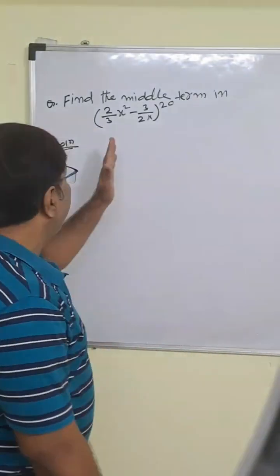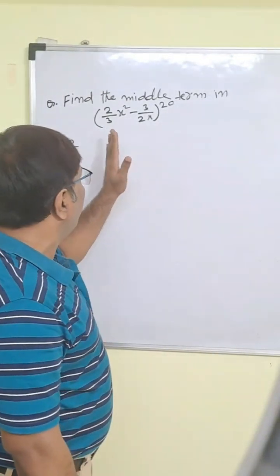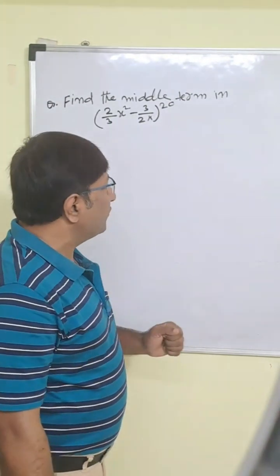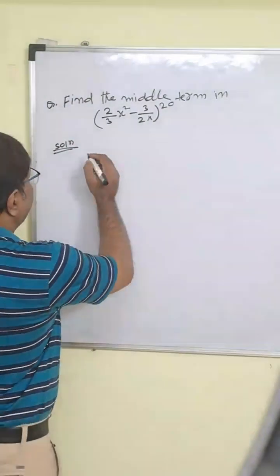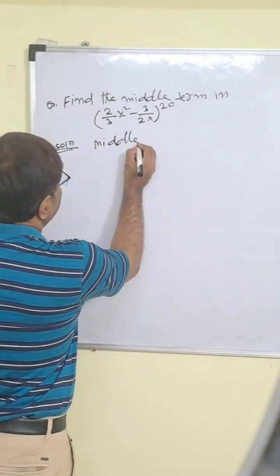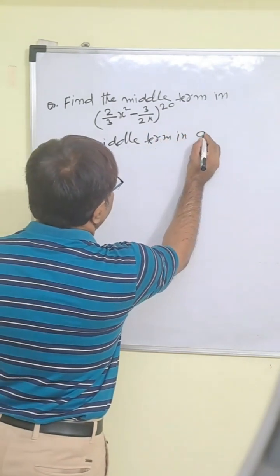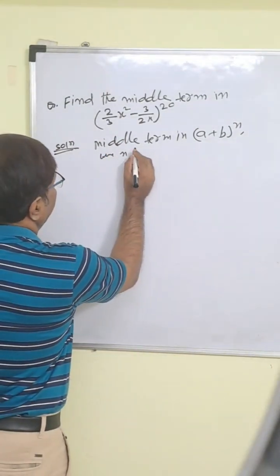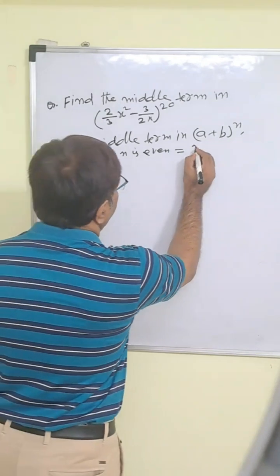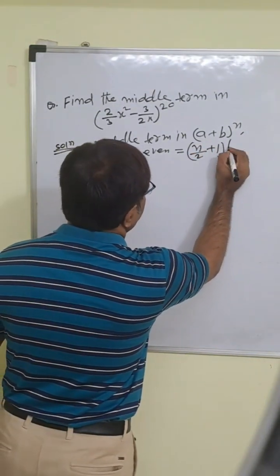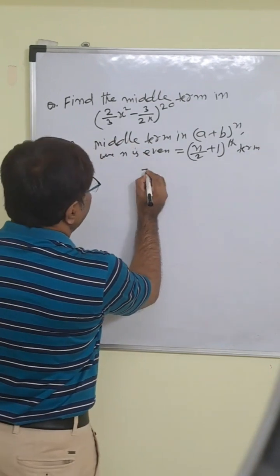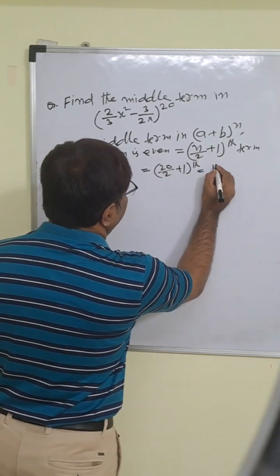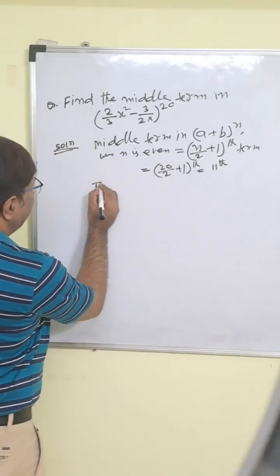Let's see the question. Find the middle term in the expansion of (2/3 x² − 3/(2x))²⁰. For this type of question, first we have to know the middle term in (a + b)ⁿ, where n is even. Here given 20. Our formula is the (n/2 + 1)th term. When we put n equal to 20, 20/2 plus 1 gives the 11th term. So we can find T11.